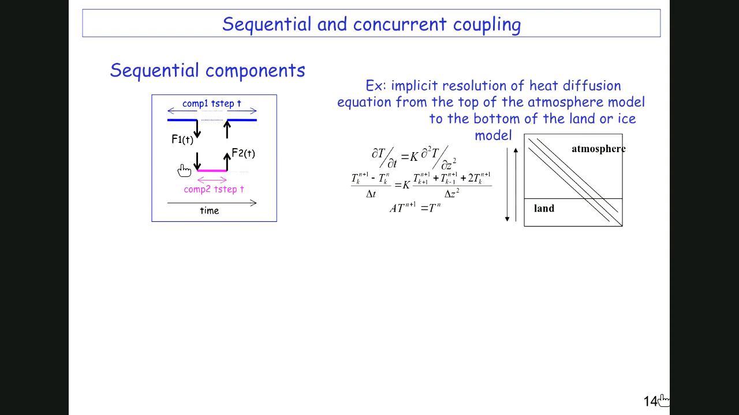As I said, a component can be sequential, and that's what you have when you do the implicit resolution of the heat diffusion equation. When you resolve this tri-diagonal system, you solve the system from the top of the atmosphere to the interface, then you go into the land or the ice levels from the top of the land to the bottom of the ice, and then you go up again and back to the atmosphere levels. So when you are in the atmospheric levels, the land is not doing anything, and you cannot solve anything because you wait for the interface value, and the same thing while the system is being resolved on the land levels.